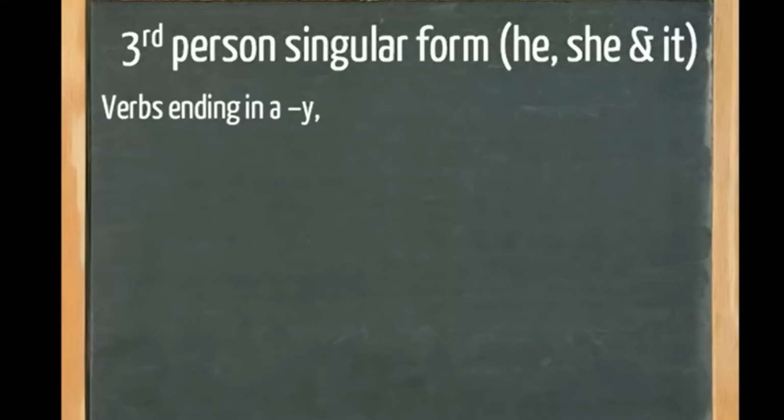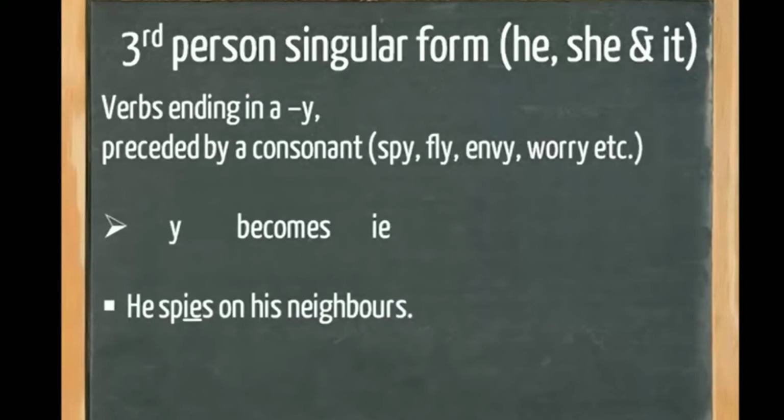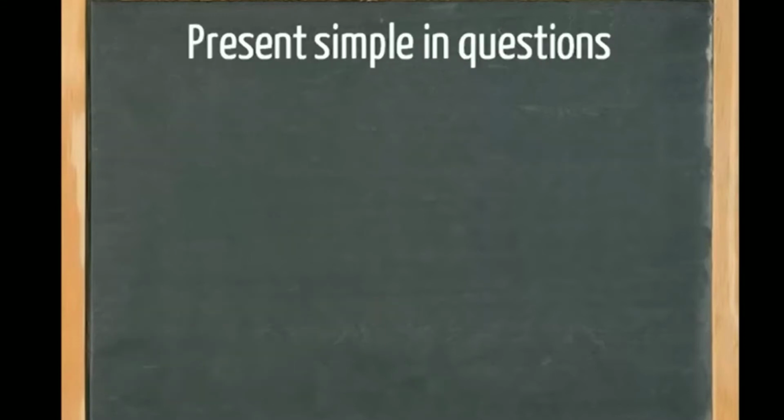Also for verbs ending in a Y, preceded by a consonant, such as spy, fly, envy, worry, and the consonants being an L, a V, an R, the Y becomes IE. He spies on his neighbours. She envies her cousin. It worries me a lot. Now let's take a look at present simple in questions.